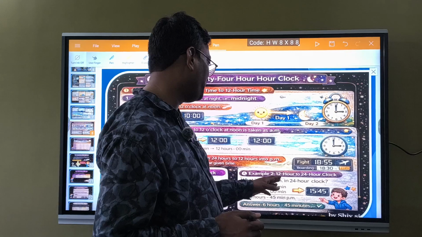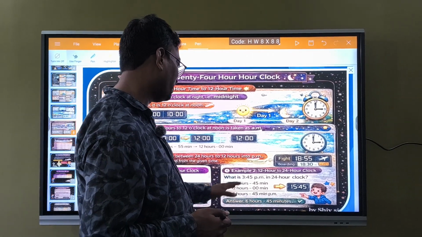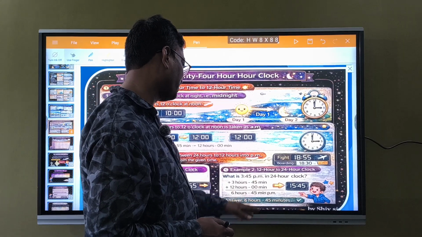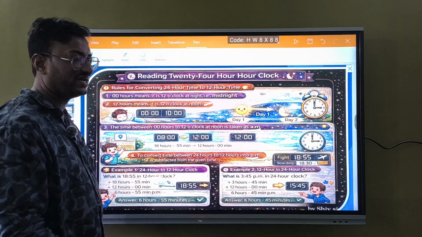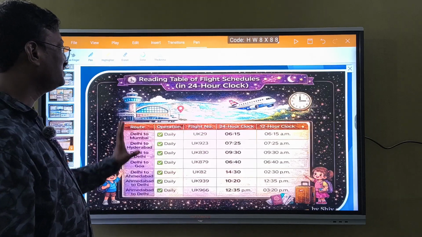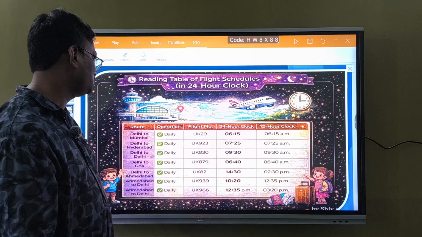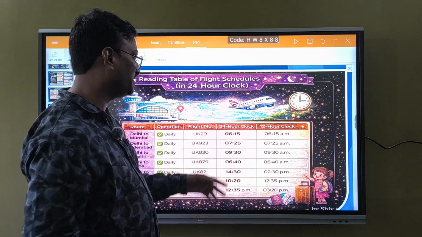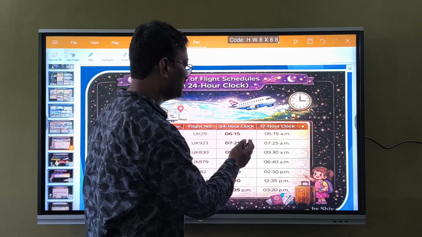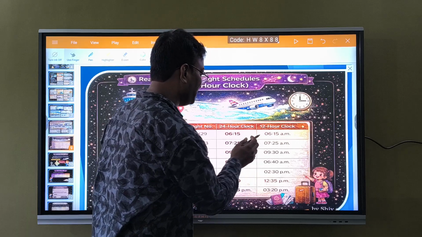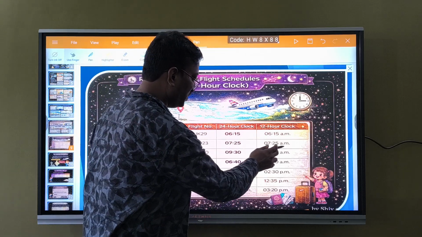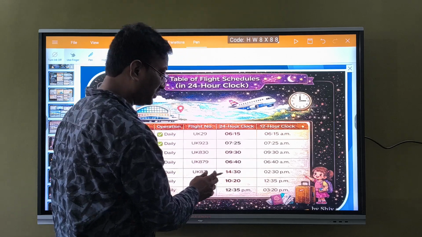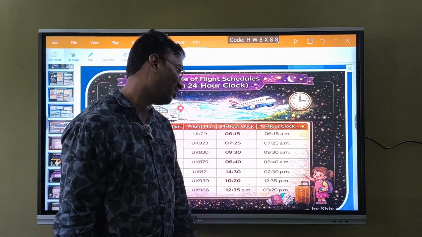Next, what is 3:45 PM in 24 hours clock? 12 plus 3:45, so it is 15:45. Likewise we can calculate. And this is reading the table of flight schedules. Delhi to Mumbai, operation daily, the flight number, and in 24-hour clock it is 6:15 AM. In 12 hours clock, 6:15 indicates 6:15 AM. If it is 7:25, 7:25 AM. 9:30, 9:30 AM. 6:40, 6:40 AM. It is 14:30, that is 2:30 PM in the afternoon.